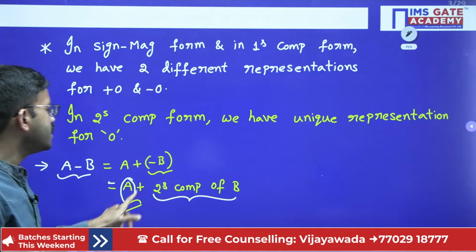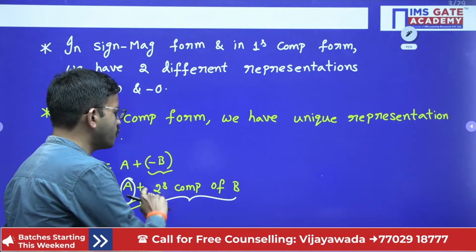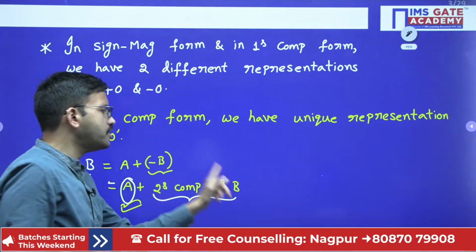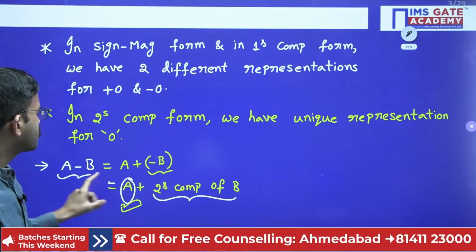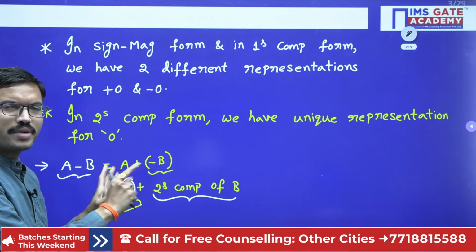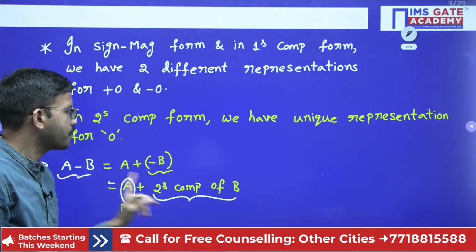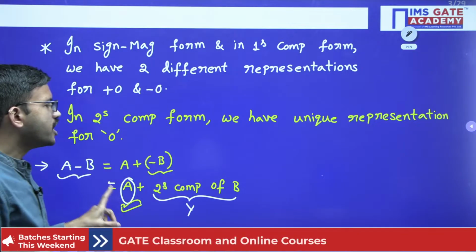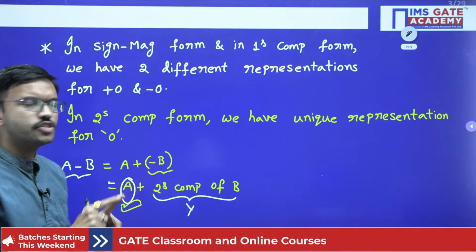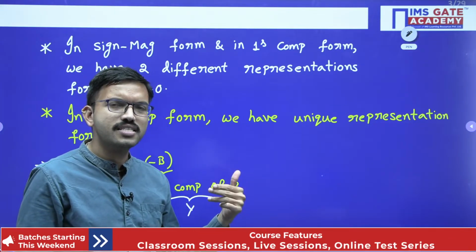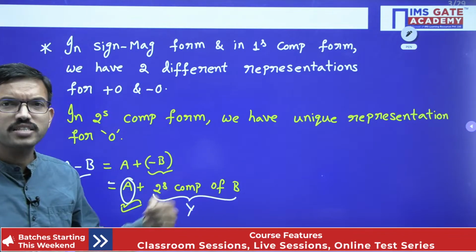Now in this case, the second number is what? 2's complement of b. This entire number you can assume like y. So that means you are having an adder circuit. It will perform addition of two numbers a and y. So with the help of the same adder circuit, you can perform the addition operation, or you can get the resultant output as subtraction based on the requirement.